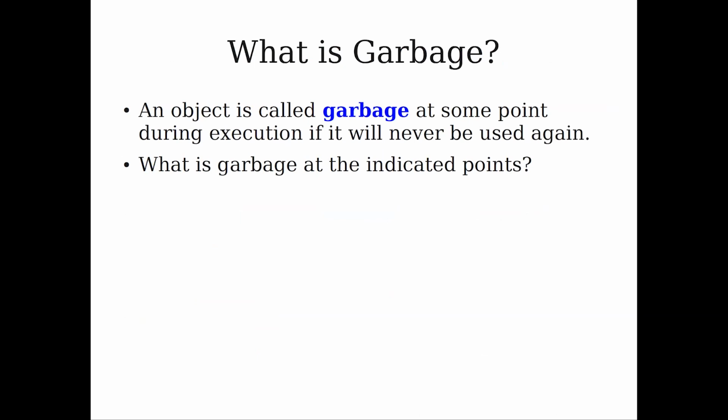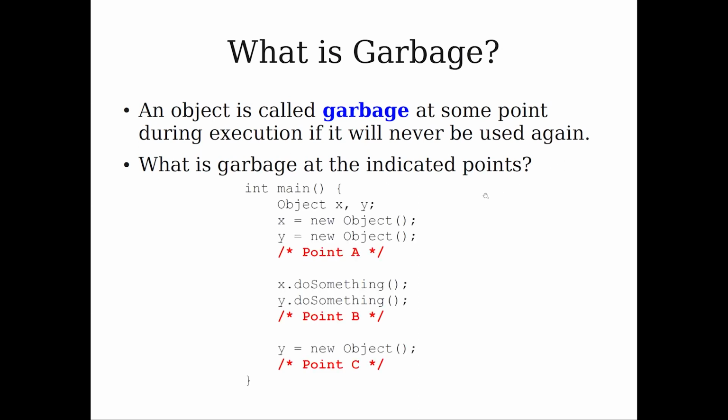The ideal definition is an object is garbage at some point during execution if it will never be used again. So this is the ideal definition. However, in practice, this definition is not used, and we will see why. But let's look at this simple example. We have a few objects being allocated. What are the objects that are garbage at line A or point A?